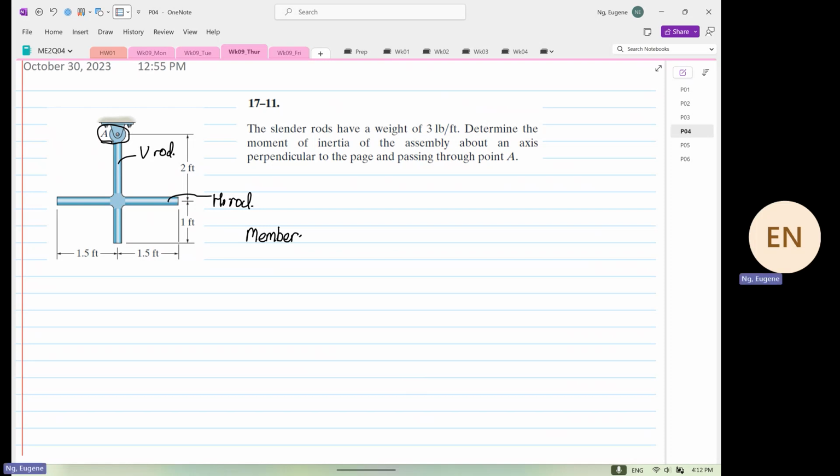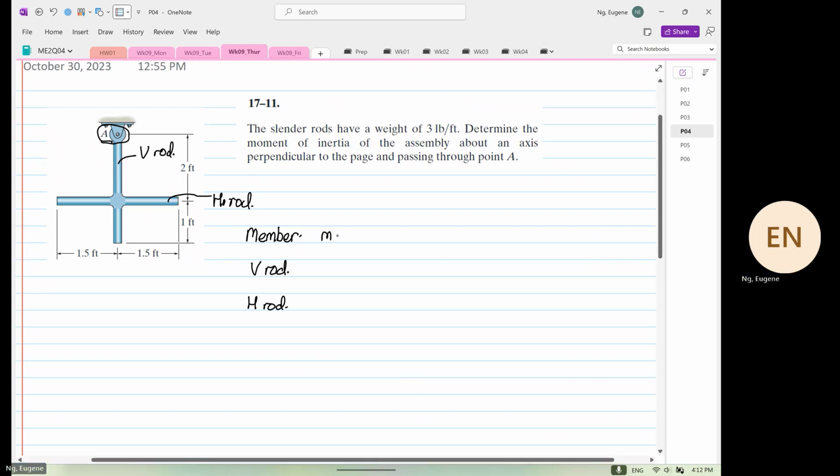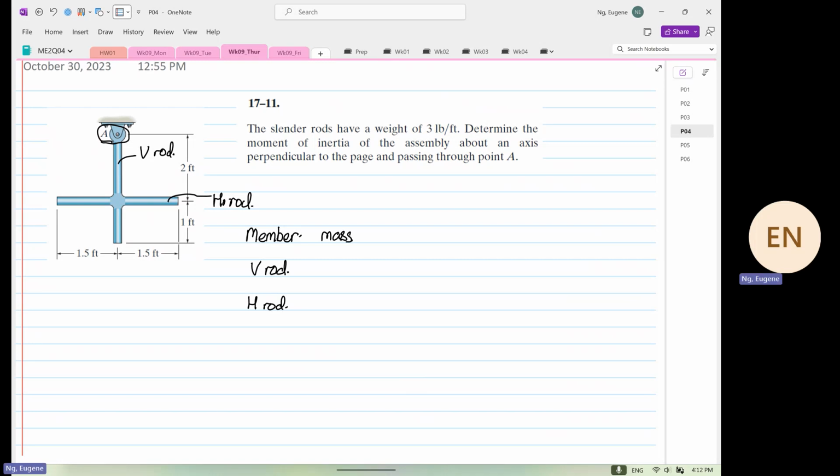The member over here, you have your V rod and you have your H rod. From here, the first thing we calculate is the mass. Some people are like, oh, Eugene, not again. We have to calculate mass, okay? So the mass is in slug.